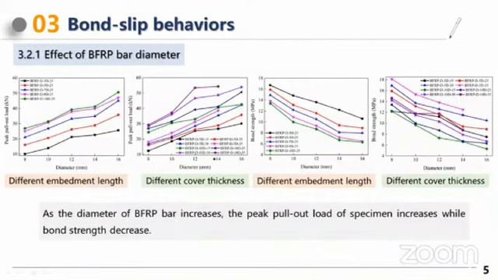We analyze the effect of BFRP bar diameter on the feature values, such as the embedment length and cover thickness. From the picture, we can see as the diameter of the BFRP bar increases, the peak pull out load increases for this picture and for this picture, while the bond strength decreases. This is a decreasing trend.